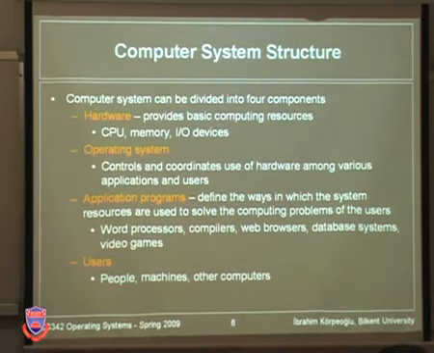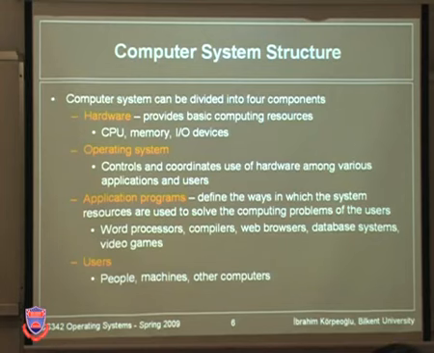The other component of a computer system is the operating system. It is the system software that controls and coordinates the use of hardware among various applications and users that can use the same system concurrently at the same time. So the operating system controls and coordinates the use of the hardware.